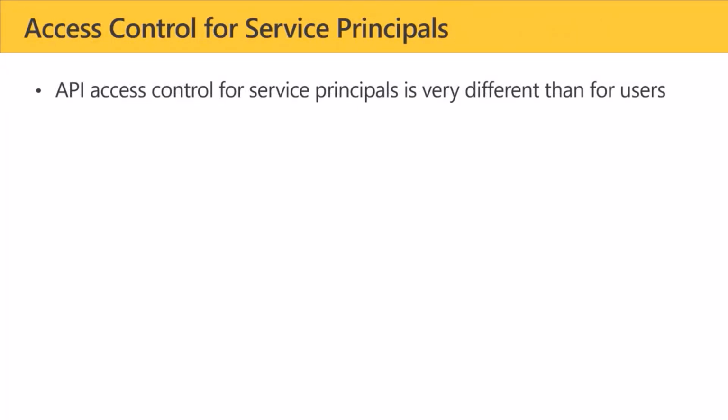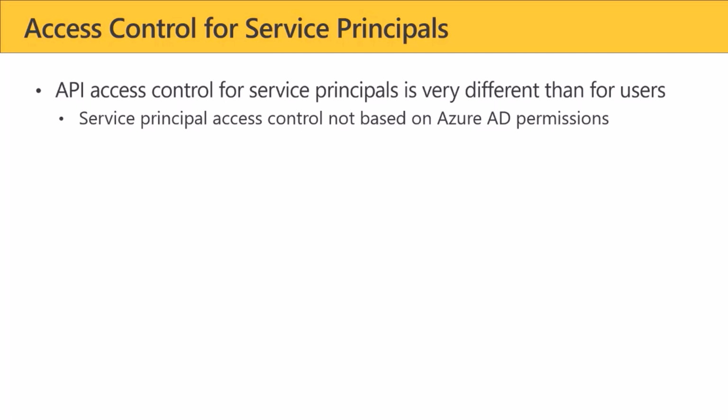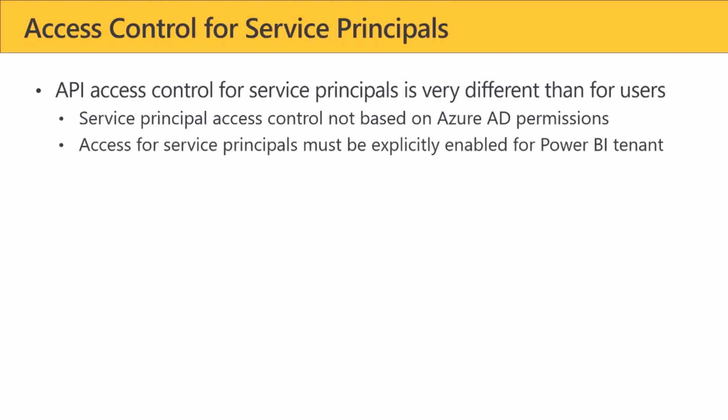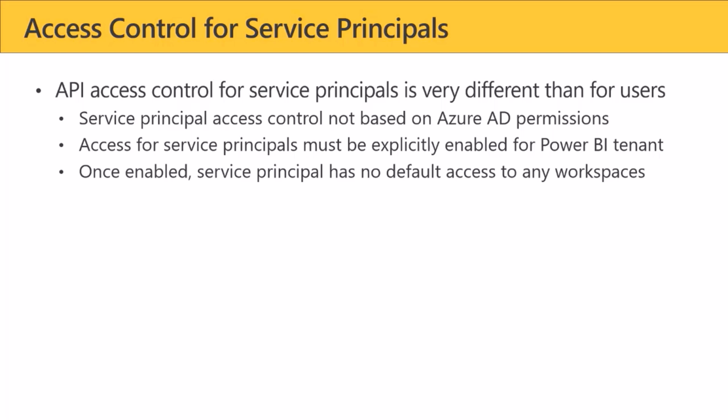Now, when we're dealing with access control for a service principal, it's very different from users. So users have delegated permissions, but service principals do not. There's nothing about service principals accessing the Power BI REST API where Power BI ever looks at an Azure AD permission to decide whether the caller should succeed. Instead, what we have to do is configure access for service principals at the Power BI tenant level. So to do this, you either have to be or have a friend that is the Power BI administrator in that tenant.